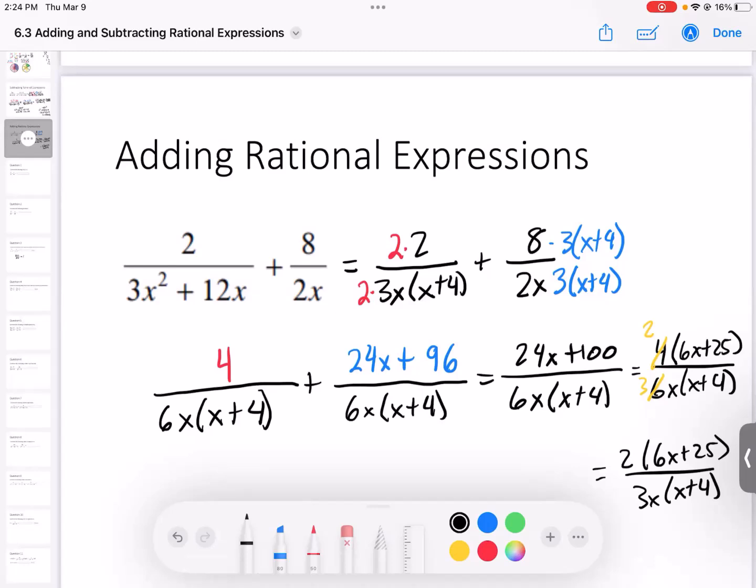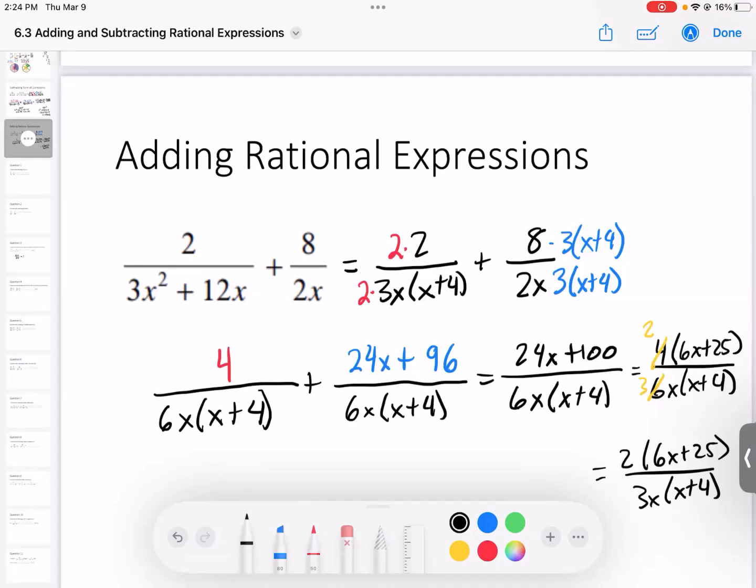And if you wanted to, I guess you could distribute the 2 or distribute the 3x. And if you typed in your answer that way, it would still mark it correct. But I would just leave it in factored form because it should mark it correct either way. So that's how you would add those fractions together. Do you guys have any questions on that?